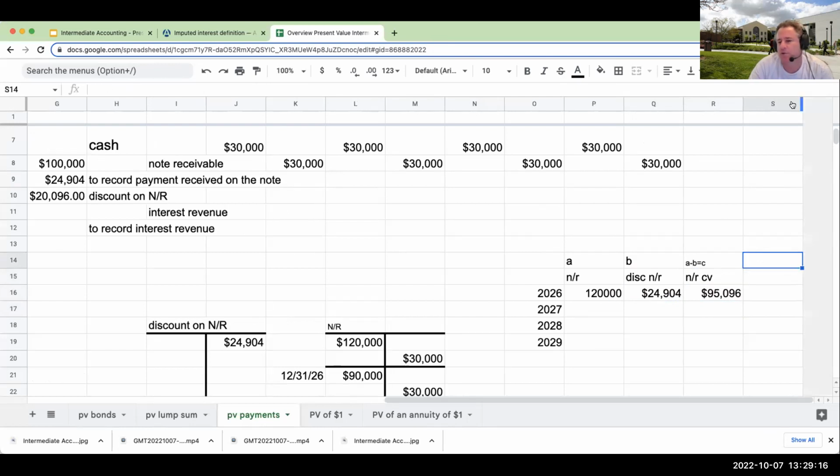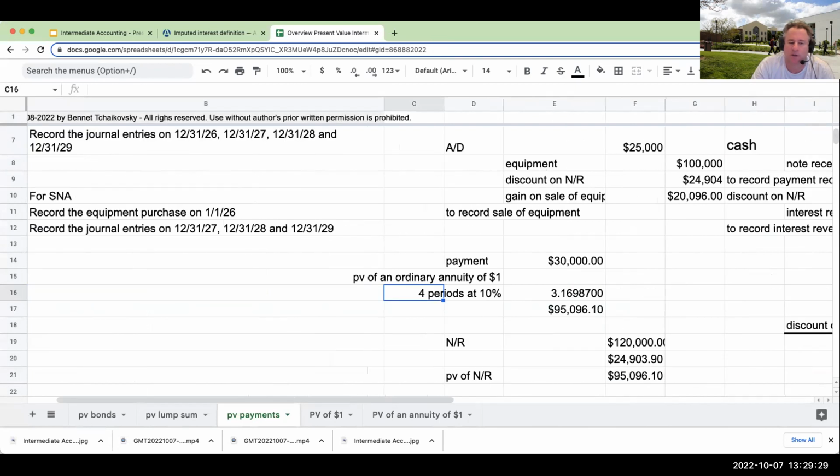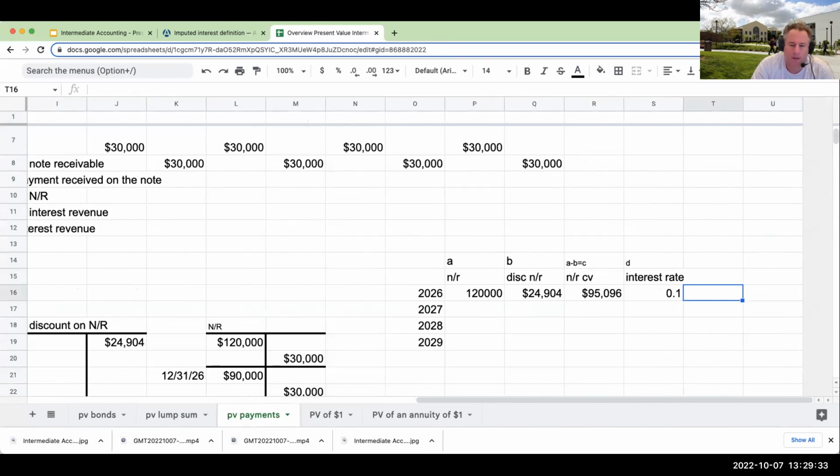I'm going to take the note receivable carrying value and multiply that by my interest rate. My interest rate is 10%, because that is what I used to amortize this. So this is going to give me my interest revenue, which for year one is going to be 9,510.